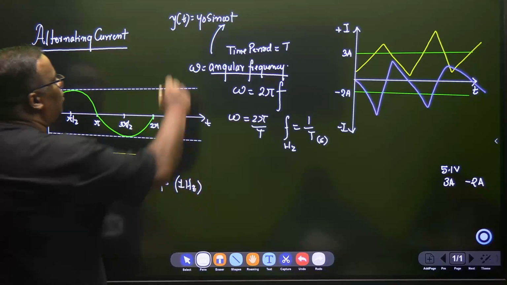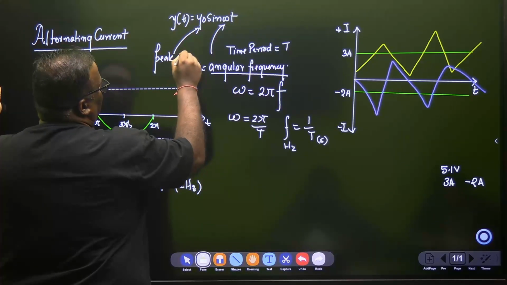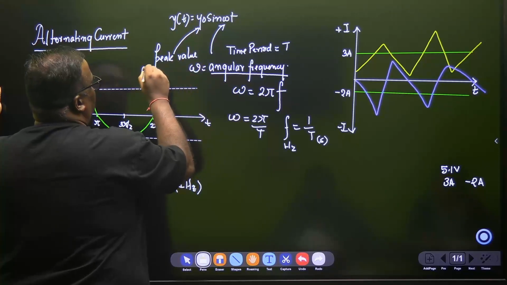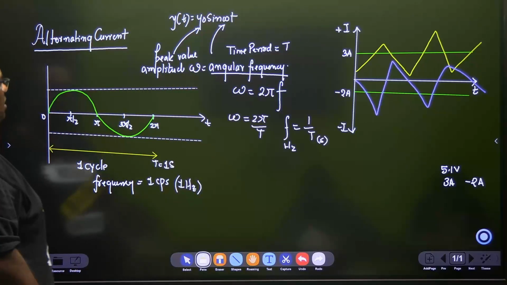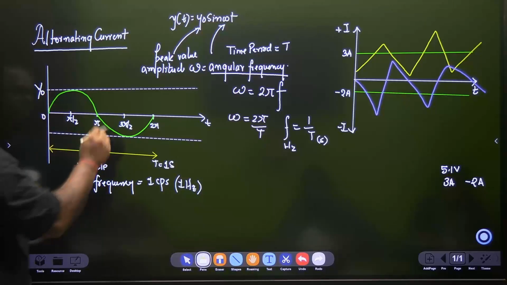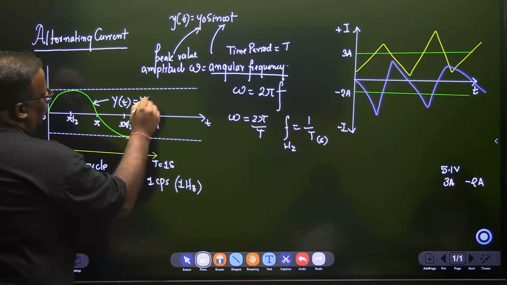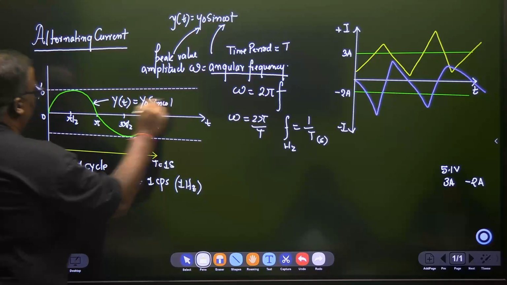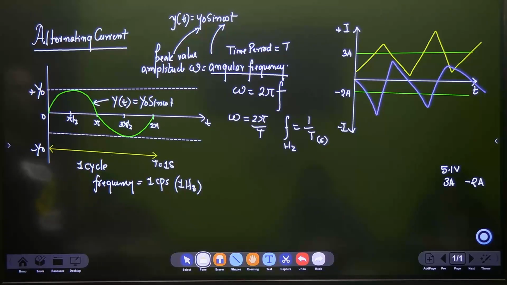Okay, this y naught is known as the peak value, which is also known as the amplitude, maximum displacement. That means in our case, y equal to y naught sine omega t, this will be your y naught, and this function is representing y at any time t, given by y naught sine omega t. This is y naught, this is negative y naught, positive y naught, negative y naught. Clear?